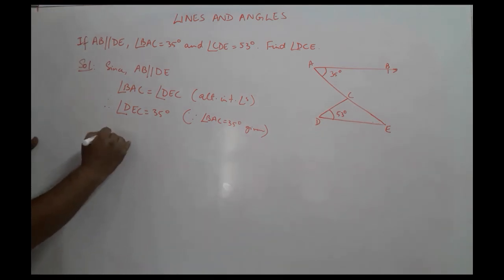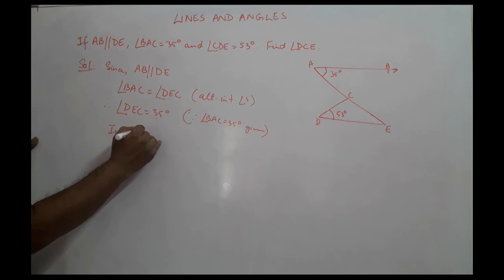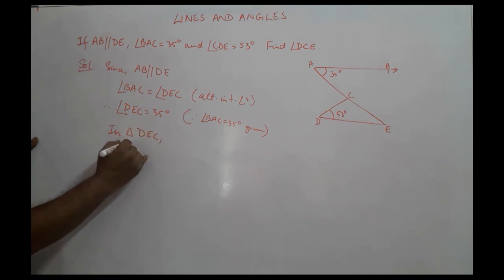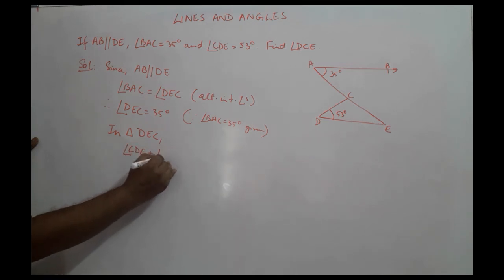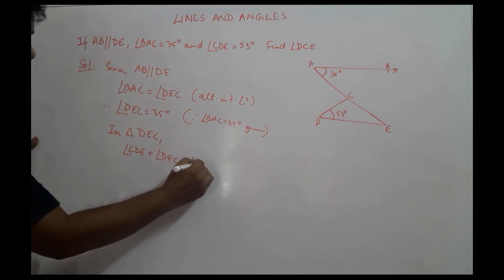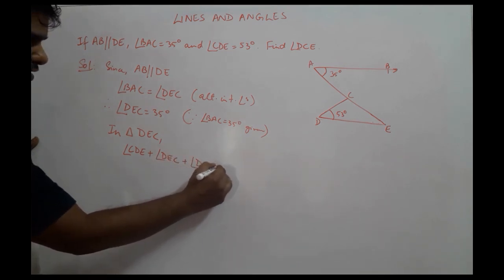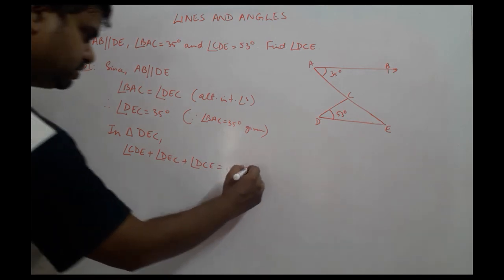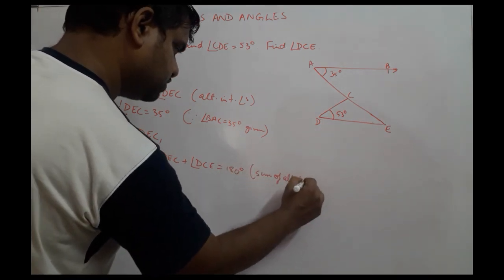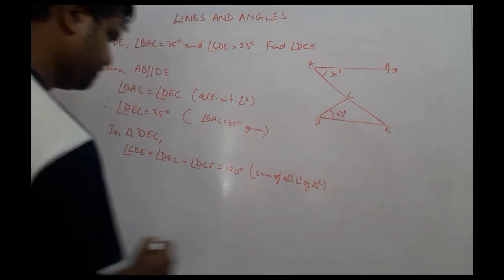So we can say in triangle DEC, angle CDE plus angle DEC plus angle DCE is equal to 180 degrees, and this is the sum of all angles of a triangle.